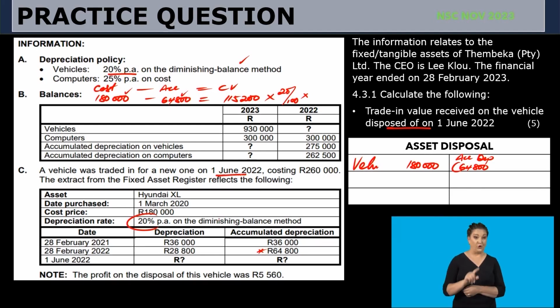It was traded in on the 1st of June. So that means I'm counting from March, April, May. Do I count June? Because it's the 1st of June, I don't count June. So I'm going to have how many months? 3 over 12. On your calculators, guys, how much do you have? 5,760. Thank you. So I'm coming here to say plus 5,760. I close my bracket then. How much is my total depreciation? 70,560.